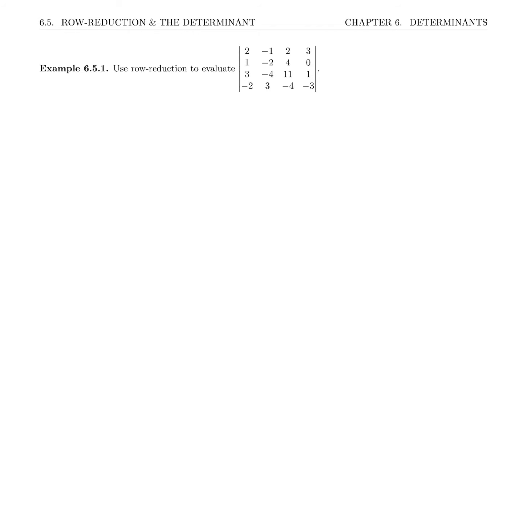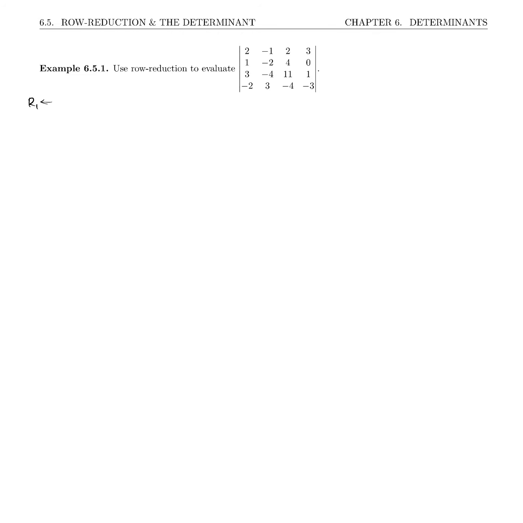In this video, we're going to do example 6.5.1, where we're asked to use row reduction to evaluate this determinant. So we're going to row reduce like we usually do and see where that leads us. Normally we would take a 1 and put it up in the top left corner. So let's do that. That means we need to do an interchange.